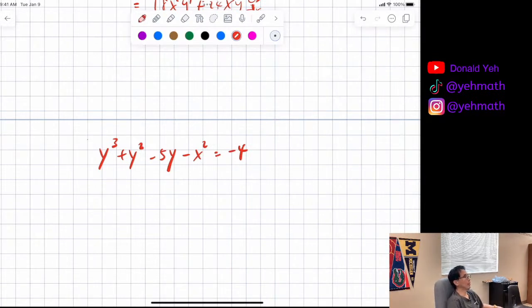No. So what we're going to do is we're going to take a derivative with respect to x. Now later on we're going to take derivative with respect to time. But right now we're going to take a derivative with respect to x.